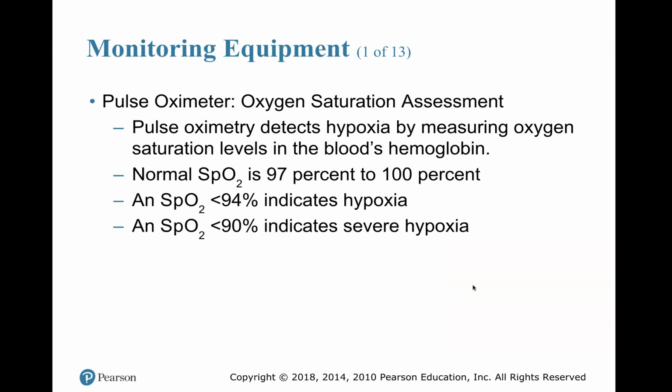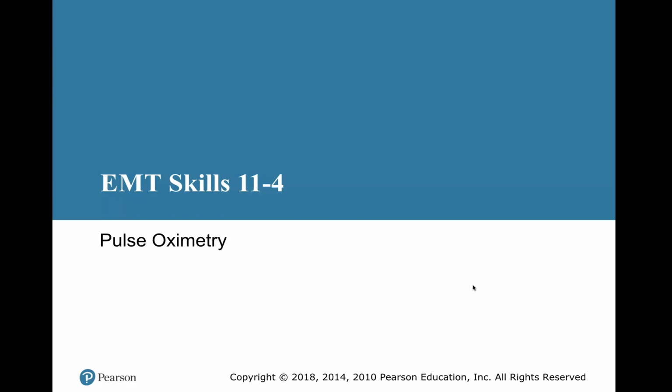Pulse oximeter or oxygen saturation assessment. Pulse oximeter detects hypoxia by measuring oxygen saturation levels in the blood's hemoglobin. A normal SpO2 is 97 to 100%. An SpO2 less than 94% indicates hypoxia, and SpO2 of less than 90 indicates severe hypoxia. So our goal in this class is 94% or greater. That's what we're going to be looking for.